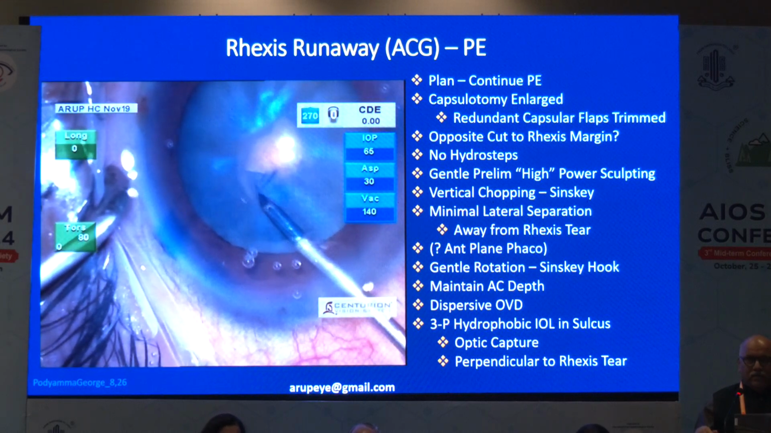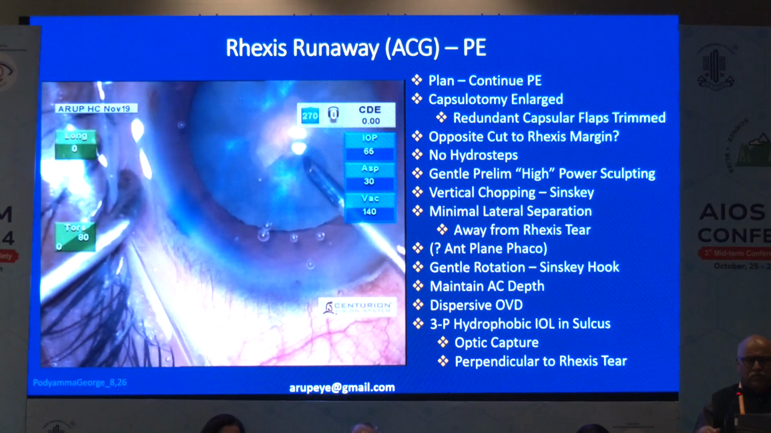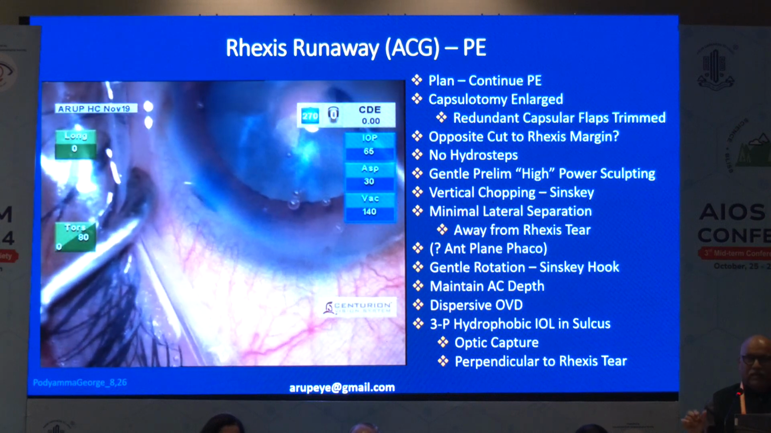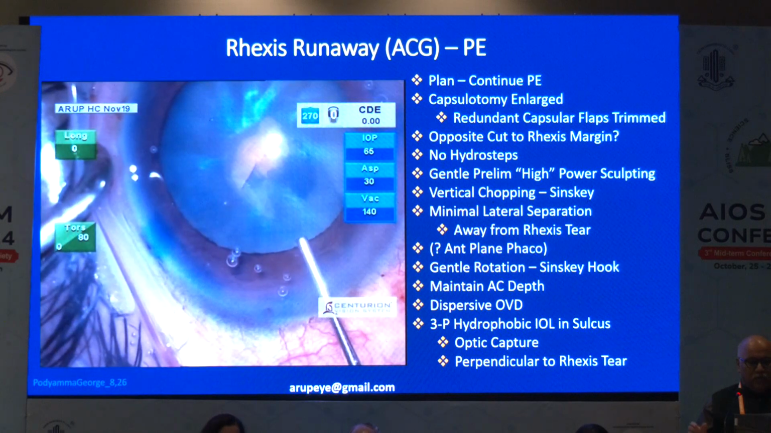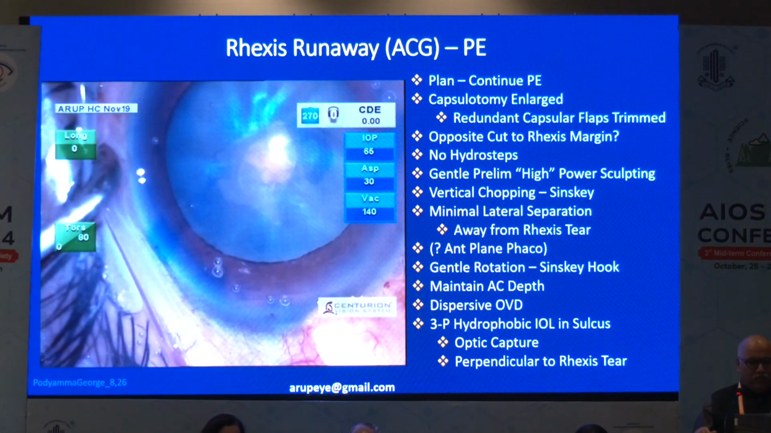So it started out with a cystitome. Most of the time it works out, but then I didn't have much purchase on the capsular flap, so I switched over to the utrata forceps.